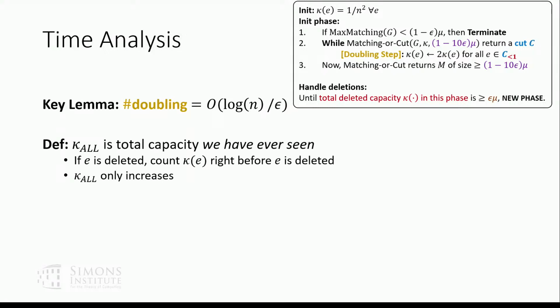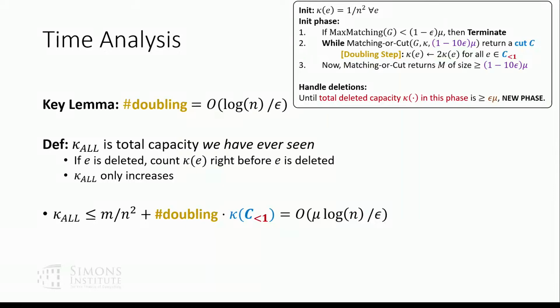So let me formalize this a bit. As I said, the capacity is monotonically increasing, and that's really crucial. So we're going to define a function, K all, that is formally monotonically increasing, even though edges get deleted. To still be monotonically increasing, we define the capacity even for a deleted edge. When an edge gets deleted, its capacity is frozen, but it's still contributing to K all. This way, edge deletions don't decrease capacity. Now it's clear our capacity function only increases because all we ever do is double capacities.